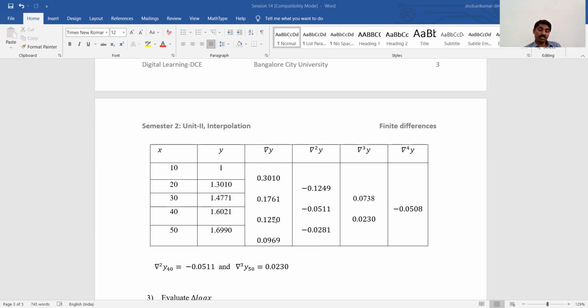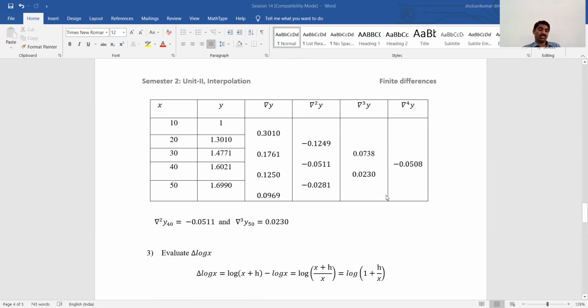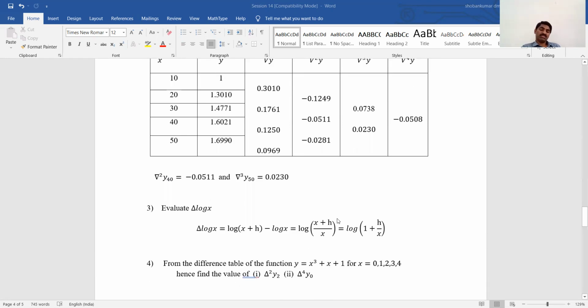Similarly, this is nabla y40, nabla 2y40, nabla 3y40. Therefore, from this table, nabla 2y40 is equal to minus 0.0511, and nabla 3y50 is equal to 0.0230. I hope you're all well understanding the forward difference and backward difference. Now we have to discuss some problems.